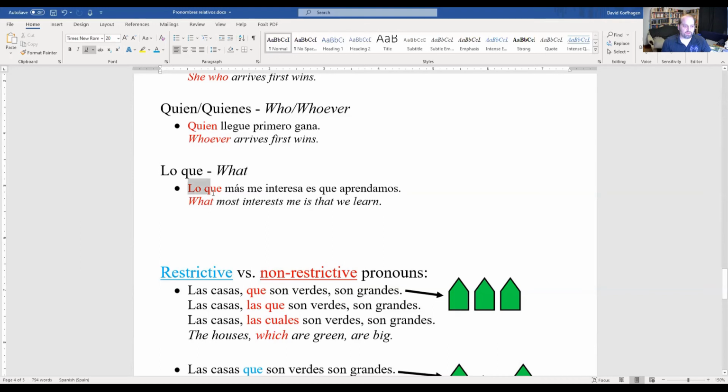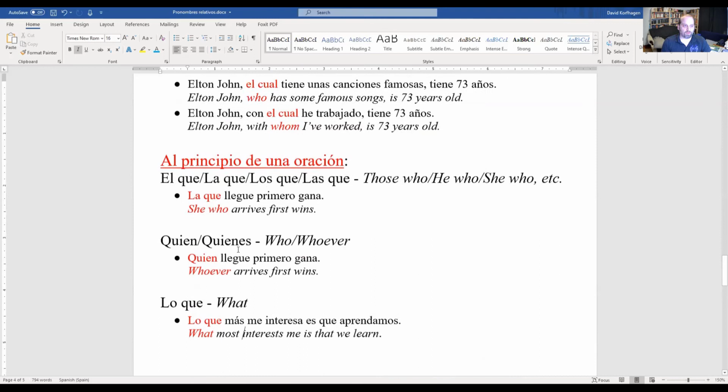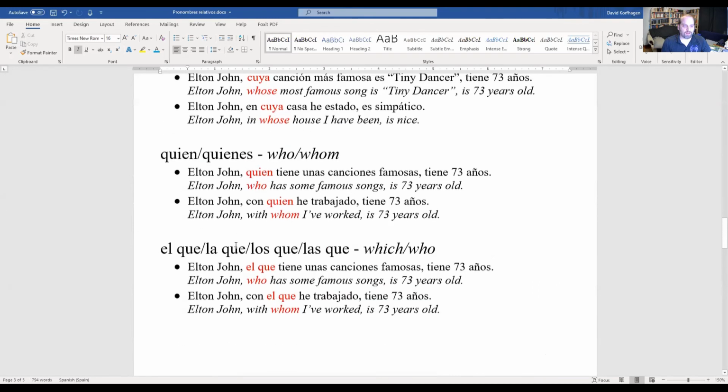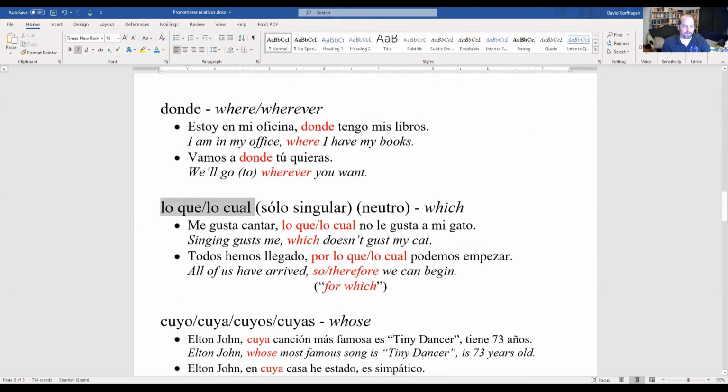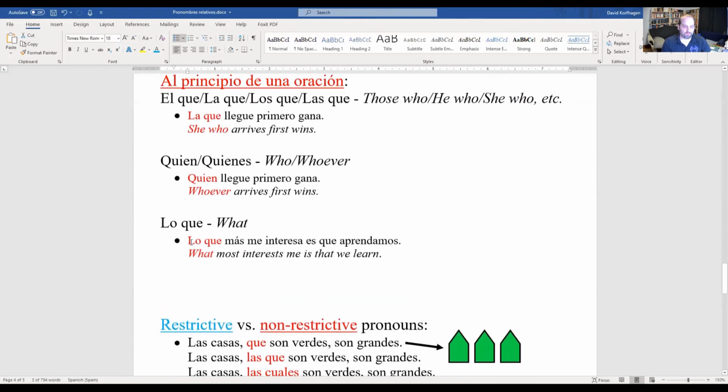But notice here, that's neither masculine nor feminine, right? That we learn is just an action, and we don't know if it's masculine or feminine, so it's the neuter lo que. And again, just a reminder, normally lo que and lo cual go together, but not at the beginning of a sentence. Here in the middle of the sentence, you have the option of the two. At the beginning of the sentence, it can only be lo que. See?